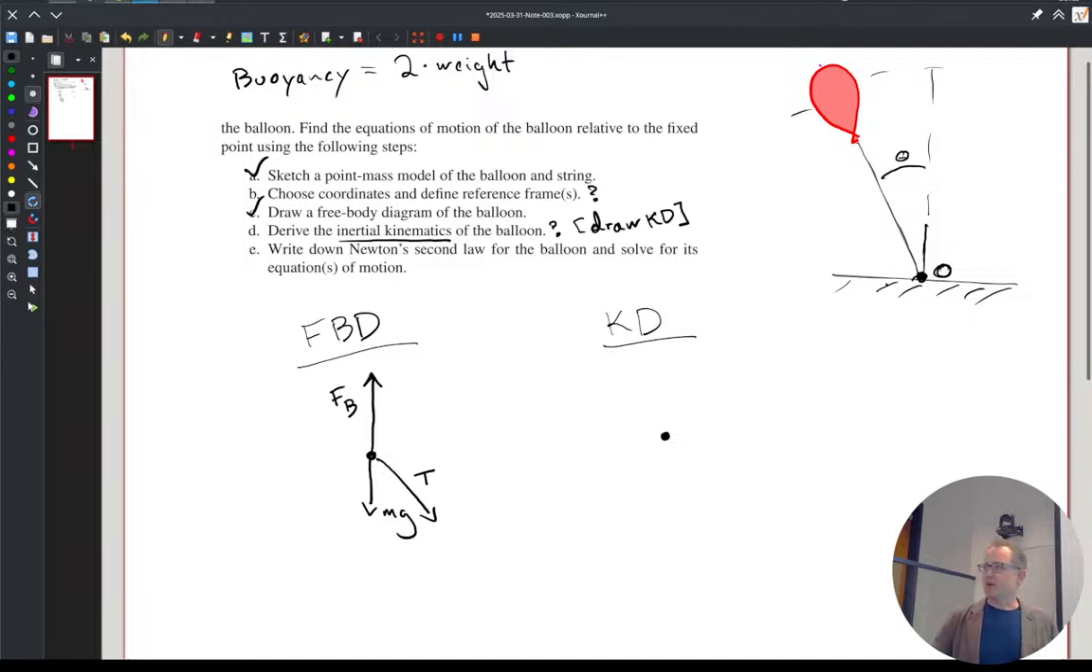All right, so with the kinetic diagram, I know people are trying to look at the free body diagram and figure out what the resulting kinetic diagram is.